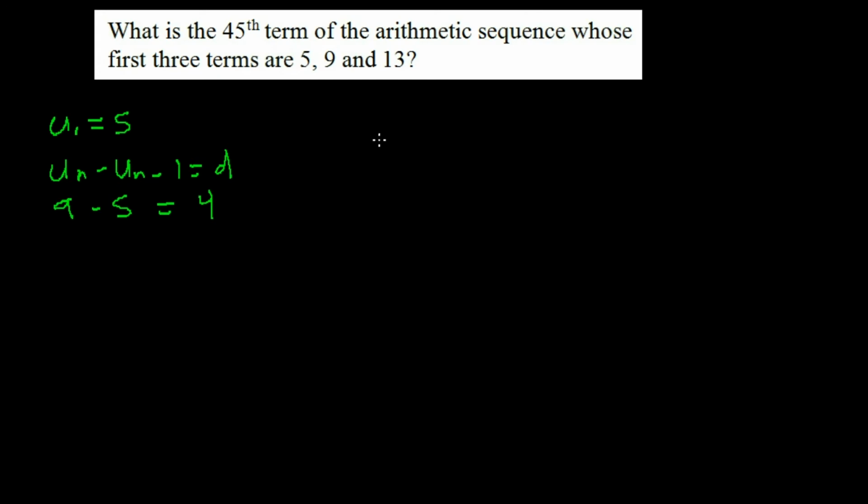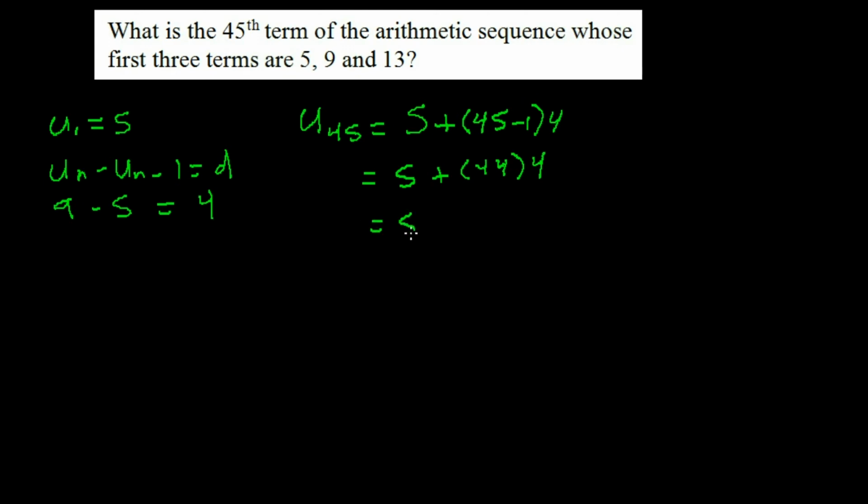So for this formula, we're going to use the index of 45, since we're looking for the 45th term. So that means u sub 45 is equal to the first term plus 45 minus 1 times our common difference, which is 4. So all we need to do now is just work out the calculations. 5 plus 44 times 4, and that gives us 5 plus 176, which is 181. So u sub 45 is 181.